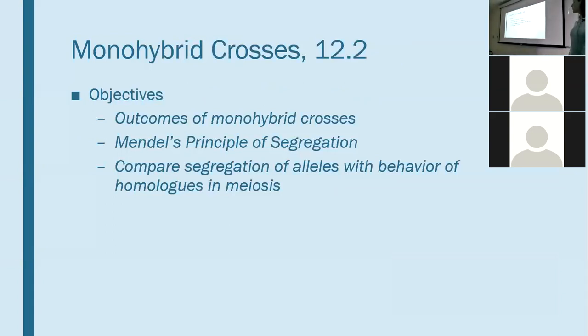All right, monohybrid crosses. So we're going to start small and work our way up. We're going to talk about monohybrid crosses, what do we get from monohybrid crosses, talk about Mendel's principle of segregation, which is a conclusion that he pulled from these monohybrid crosses. And we're going to compare all of these results to what we know about meiosis and see that there's a relationship between the two. All right.